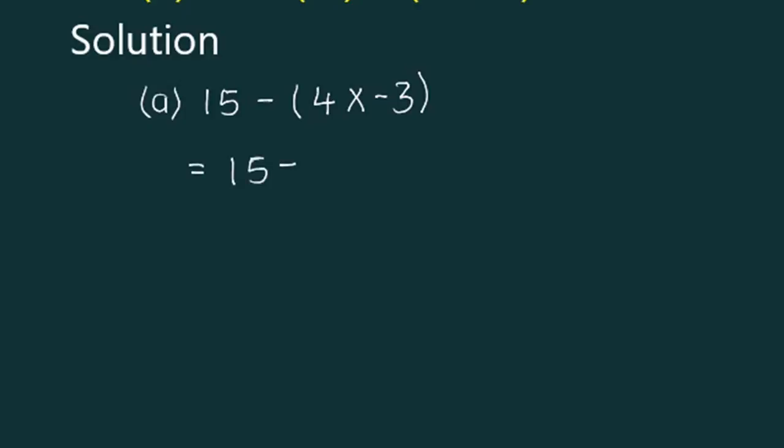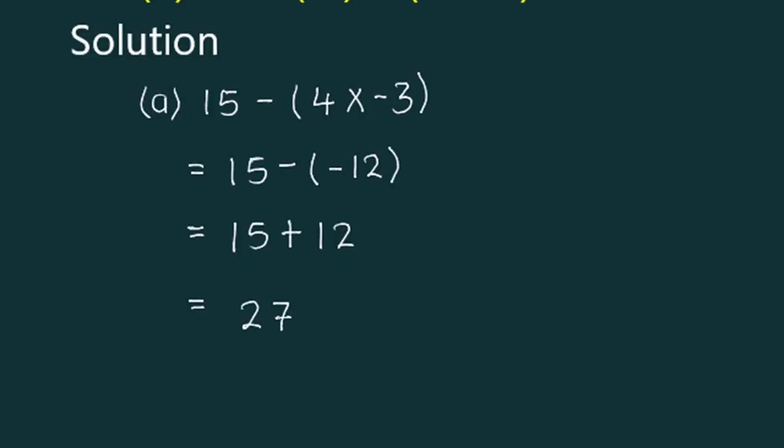And now we have got an interaction of negative signs. These are like signs, and they'll give us a positive, so it becomes 15 plus 12, and 15 plus 12 will give us an answer of 27. Right, so this becomes our answer here, 27.